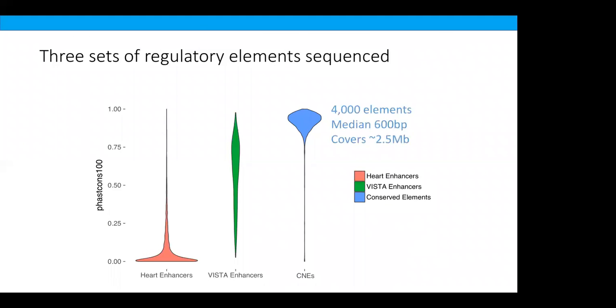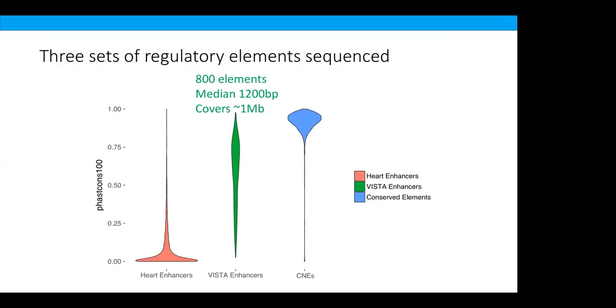The second set were 800 what I'm calling VISTA enhancers. These are enhancers from the VISTA database that have biochemical evidence and in most cases expression data indicating that they were real enhancers in humans and or mice. So these are about 800 elements covering 1 megabase. What I've got on the left-hand side of this plot is just the evolutionary conservation. So these enhancers span from, in some cases, being very highly evolutionary conserved at the top to, at the bottom, enhancers that have biochemical activity but are not particularly evolutionarily conserved.